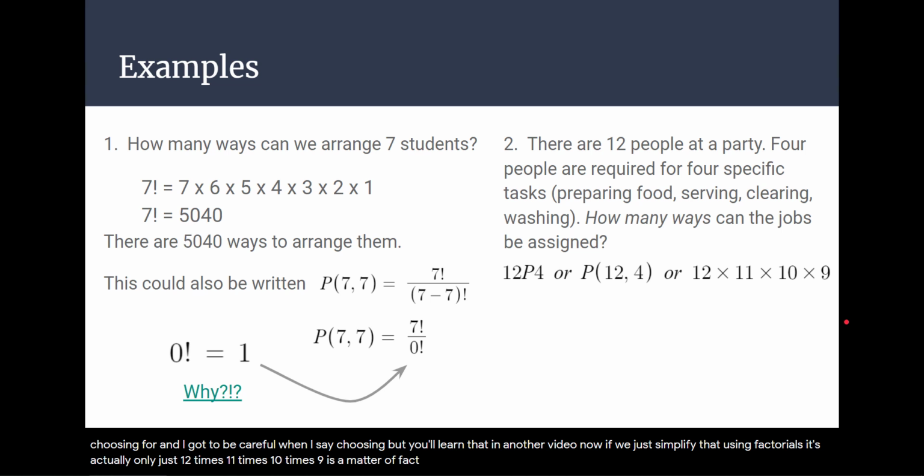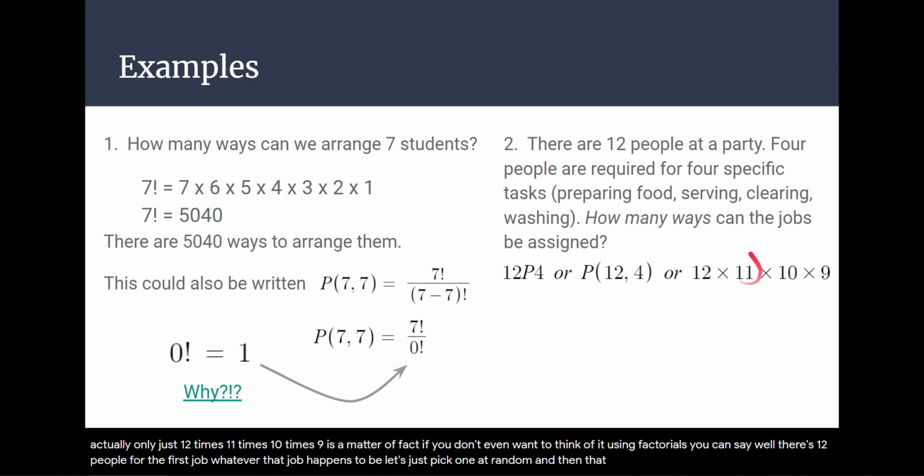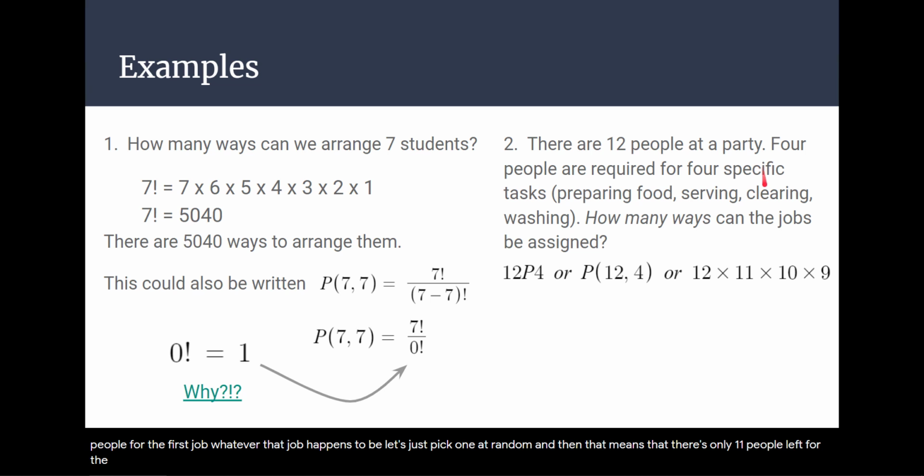As a matter of fact, if you don't even want to think of it using factorials, you could say, well, there's 12 people for the first job, whatever that job happens to be. Let's just pick one at random. And then that means that there's only 11 people left for the second job, 10 people left for the third, and 9 people left for the fourth, leaving the remainder, the 8 people, to do nothing and just hang out. So there's 11,880 ways that can occur.